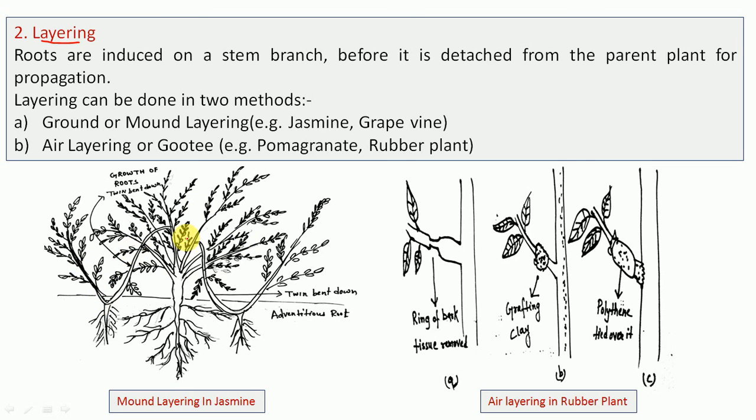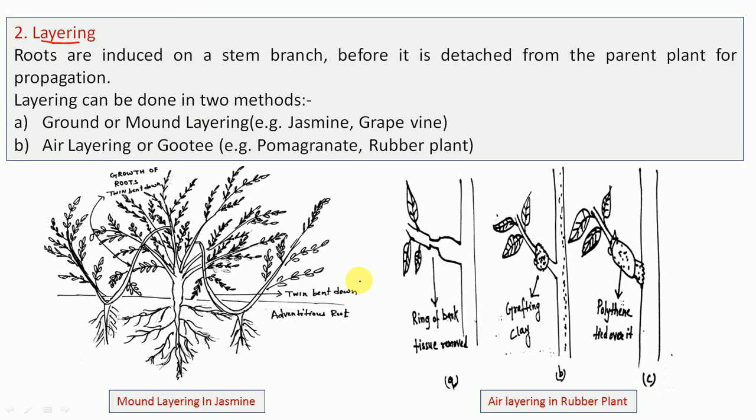Now in jasmine, we take one of the branches and bend it, dragging it and bending it, and then plant it into the soil. After that, cover it properly, but it should be done carefully so that the nodes that are present over here should not get damaged. Then adventitious roots will grow, and the new plant can grow from that part only. So this is bent layering, or we can say ground or mound layering.